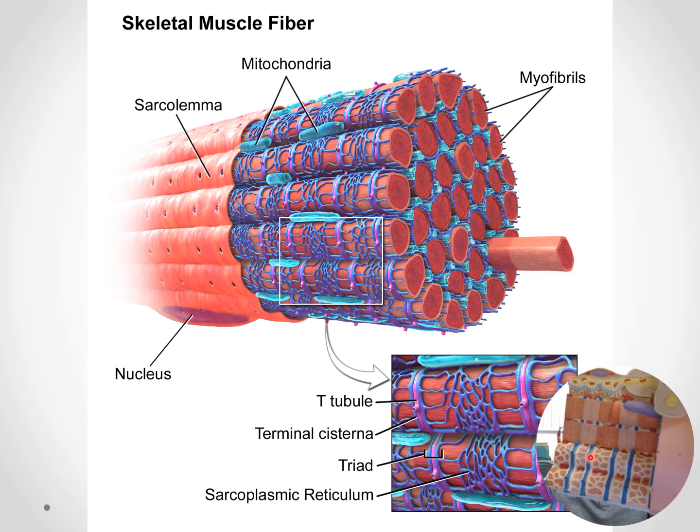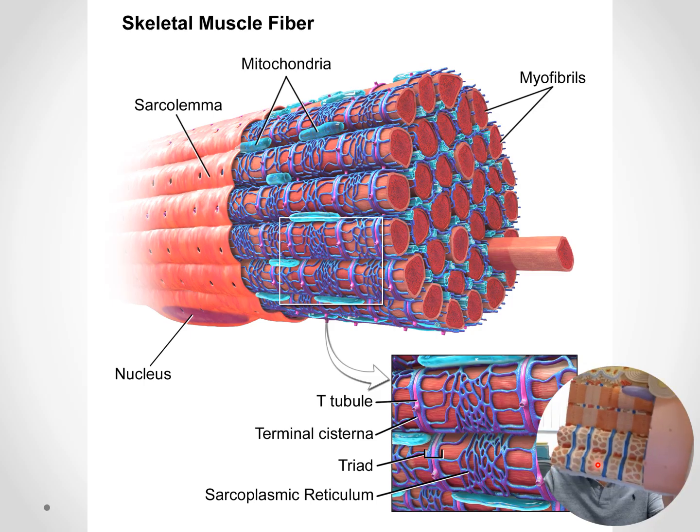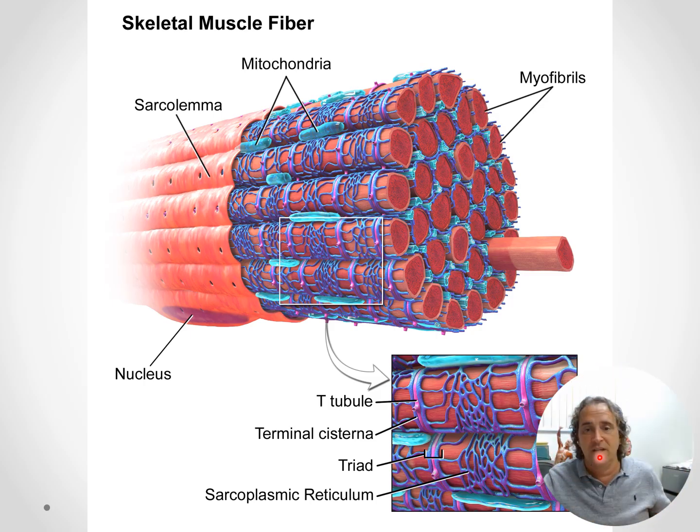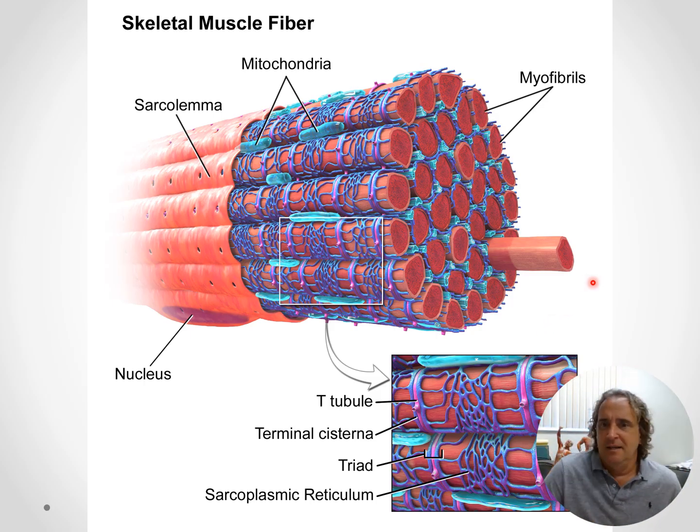Those three structures are the triad, and the network in the middle is called the sarcoplasmic reticulum. You might think that's strange, but this is how the ions are going to get down to the individual muscle fibers. The sarcoplasmic reticulum is going to be holding the calcium, and the calcium is very important for activating your thick and thin filaments.